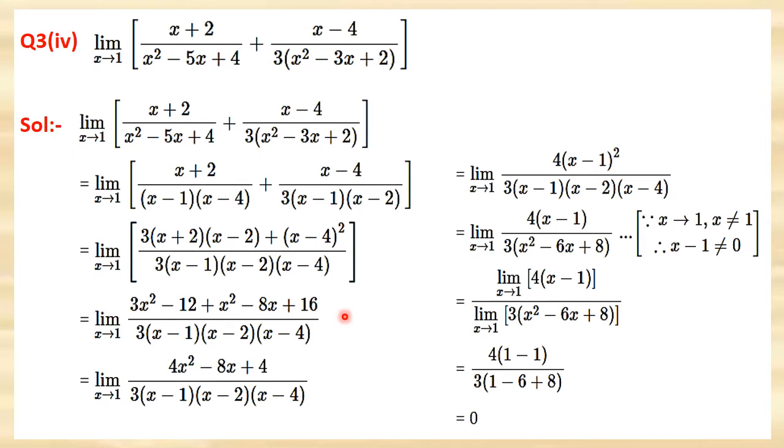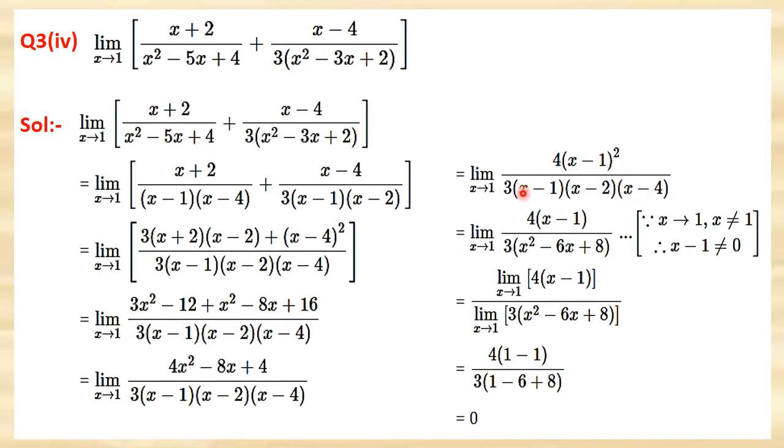Now we can simplify this. Then 3x square plus x square, 4x square minus 8x plus 4 upon 3 into x minus 1 into x minus 2 into x minus 4. Limit x tends to 1. Now 4 is taken out from the numerator. Then 4 into x square minus 2x plus 1 can be written as x minus 1 the whole square upon 3 into x minus 1 into x minus 2 into x minus 4.